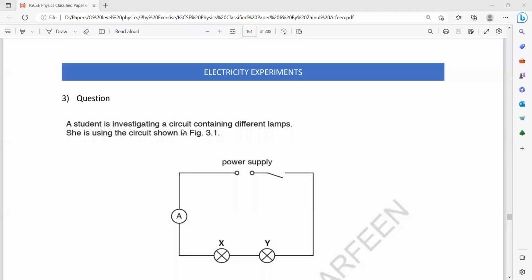So this one is classified paper 6, topic electricity experiments related to voltage, current and resistance. That is question 3 of the classified paper, which I already shared with you.